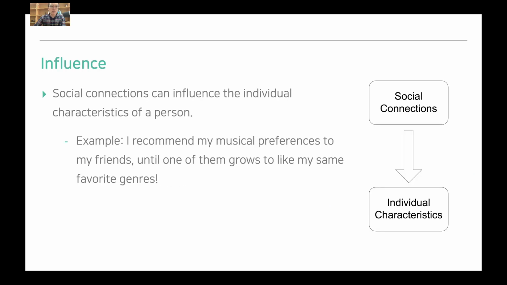Meanwhile, influence causes changes in individual characteristics. So social connections can influence the individual characteristics of a person. For example, I recommend my musical preferences to my friends until one of them grows to like my same favorite genres. This is an example of influence.